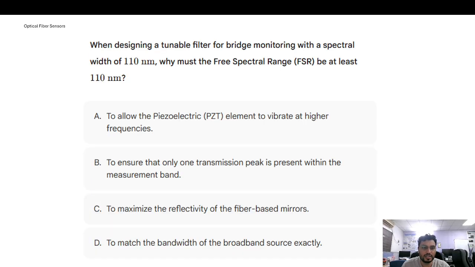Moving towards the next question, when designing a tunable filter for bridge monitoring with a spectral width of 110 nanometer, why must the free spectral range FSR be at least 110 nanometer? Option A. To allow the piezoelectric PZT element to vibrate at higher frequencies. B. To ensure that only one transmission peak is present within the measurement band. C. To maximize the reflectivity of the fiber based mirrors. D. To match the bandwidth of the broadband source exactly. What could be the answer here?